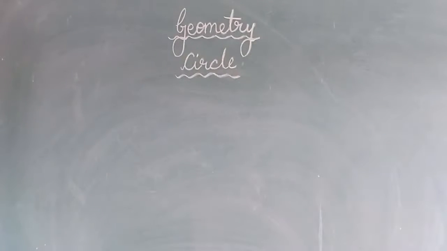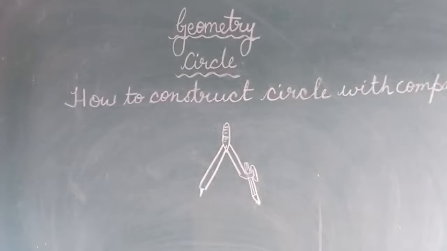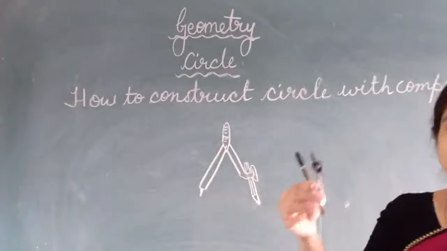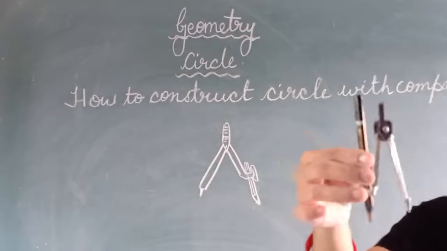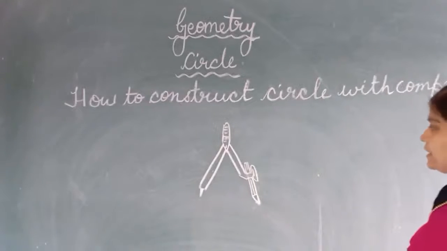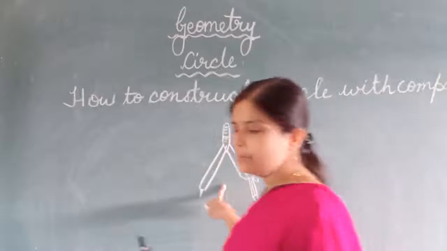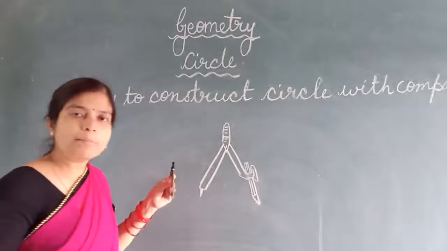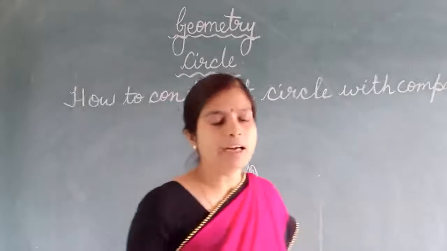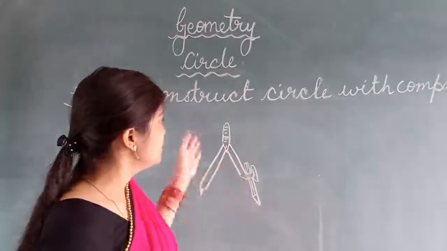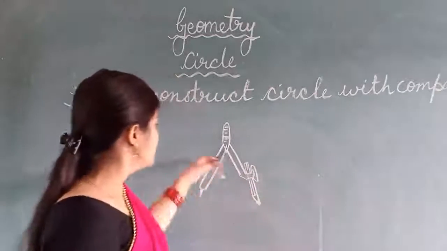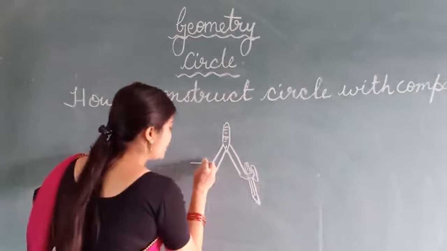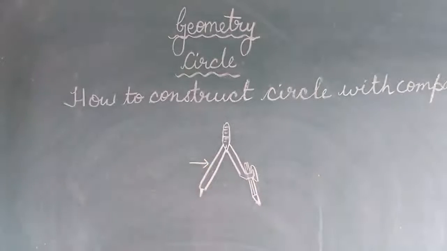So you see here. So this is a compass, okay? What is this? This is a compass. So a compass has one metal arm, you can see. I think all are having a compass. With the help of a compass and a scale, I will teach you how to draw a circle, okay? So this is known as the metal arm, okay?